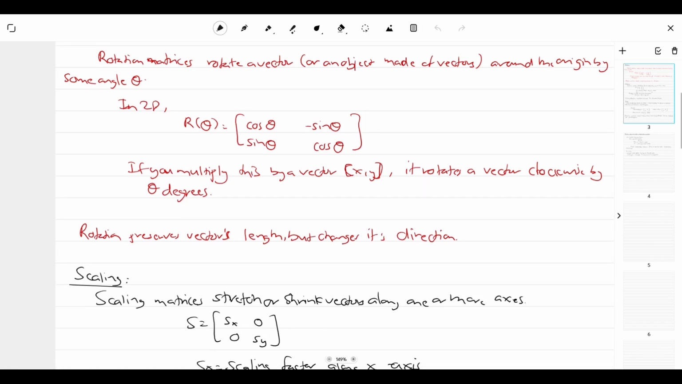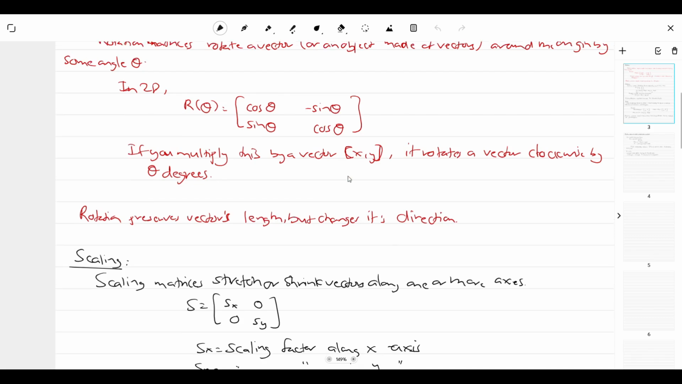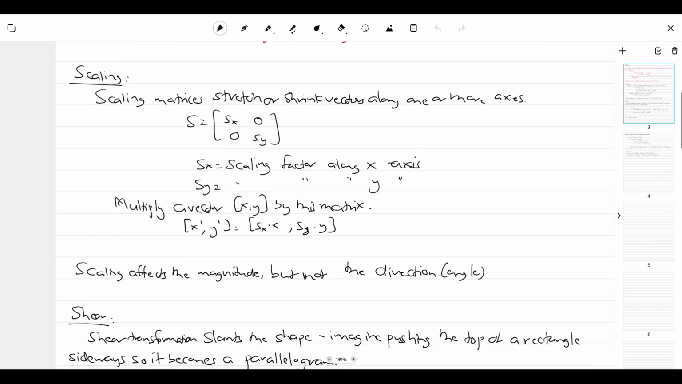Next is scaling, which stretches or shrinks your vector. The scaling matrix, as shown here, you can see the Sx and Sy terms. So Sx and Sy are scale factors along the x and y axis. If both of these are greater than 1, your shape grows larger. If they are between 0 and 1, your shape shrinks. Scaling affects the magnitude but not the direction or the angle of the vector.